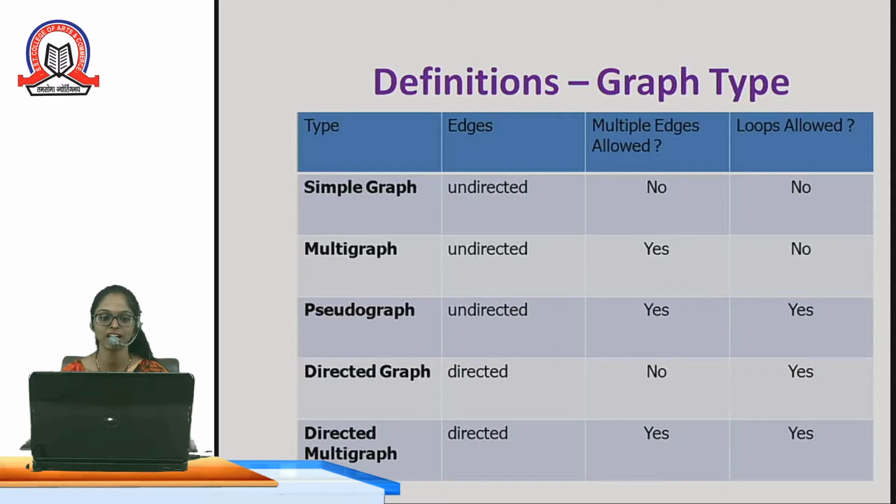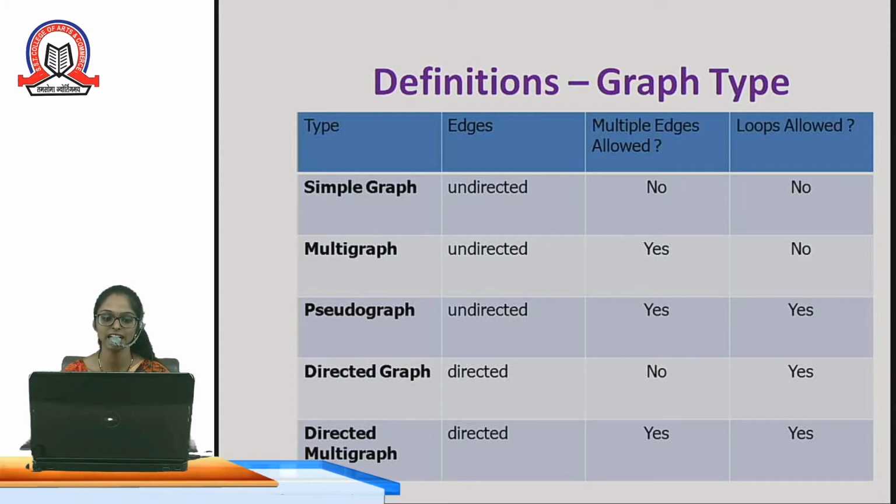Second one is multigraph. In a multigraph, directions are not allowed. There is no direction mentioned between two vertices, but multiple edges are allowed and loops are not allowed. Third one is pseudograph. Pseudograph means it has undirected edges, and loops and multiple edges are both allowed. Then directed graph. In a directed graph, directions are allowed. Therefore, it is called a directed edge. Multiple edges are not allowed, but loops are allowed.